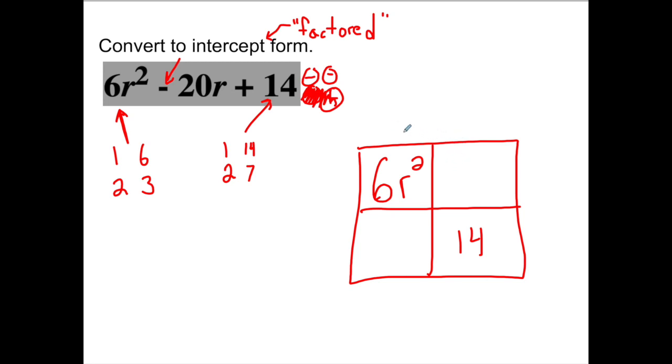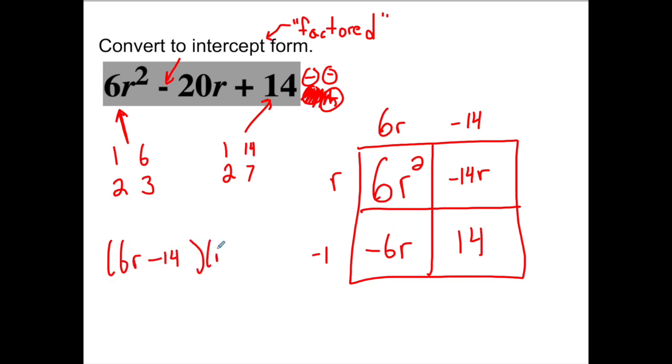So now I've got to play around with this. As it turns out, I'm going to try 6r. And if I make a mistake, whatever. Now, I know I'm not going to multiply 14 times 6. That's way bigger than 20, and I'm never going to be able to get back there. Remember, both of them have to be negative. But what I can do is put a negative 14 here and a negative 1 here, because then this will be negative 14r and this will be negative 6r. And then I get 6r minus 14 times r minus 1.